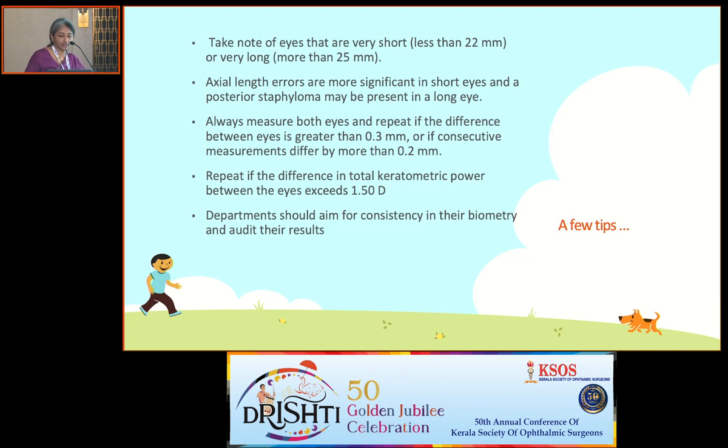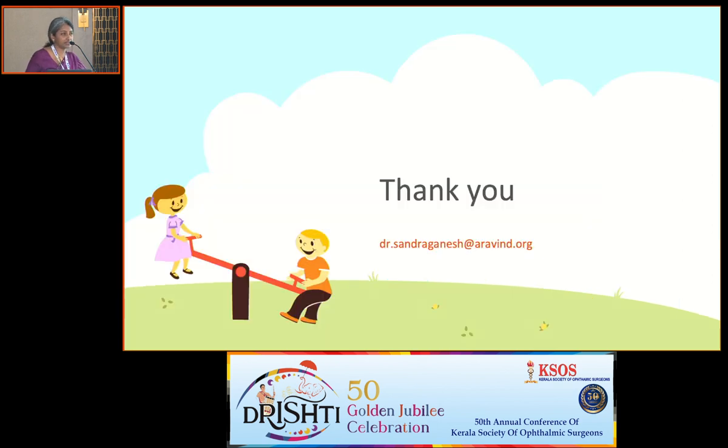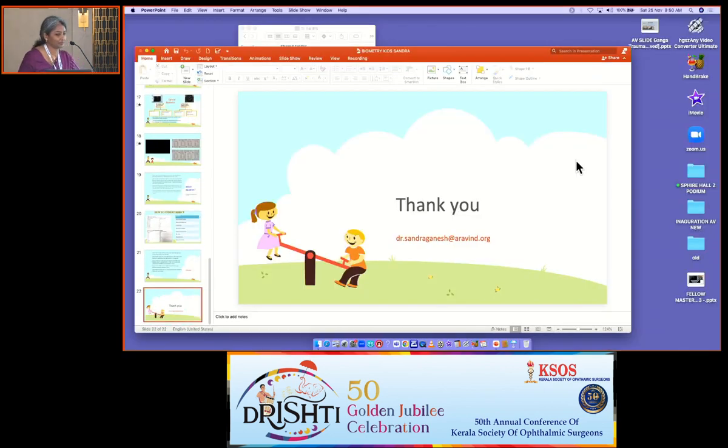And always, if there is a difference between the two eyes, you have to repeat, because that can be a source of error. Also repeat if there is a difference in keratometry between the two eyes, and always look back at your results. If you audit your own results, there are cases where we have seen huge refractive surprises, and we should go back and look at what the reasons are, so that we can better our techniques. Thank you.